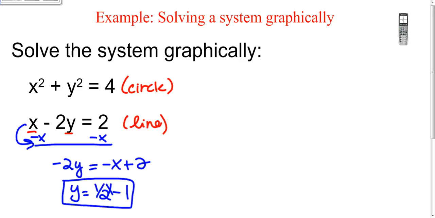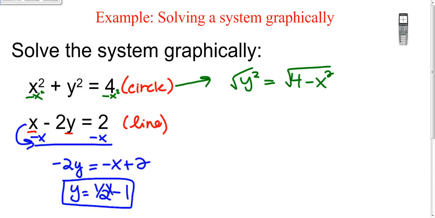If I look at the other equation, this one right here, I need to get it solved for y. So the first thing I will do is subtract that x squared to the other side. Okay, and so then I have y squared equals 4 minus x squared, or you could have negative x squared plus 4, that's fine either way. Okay, that's what y squared is. My calculator needs it to say y, so what I need to do is take the square root of both sides.